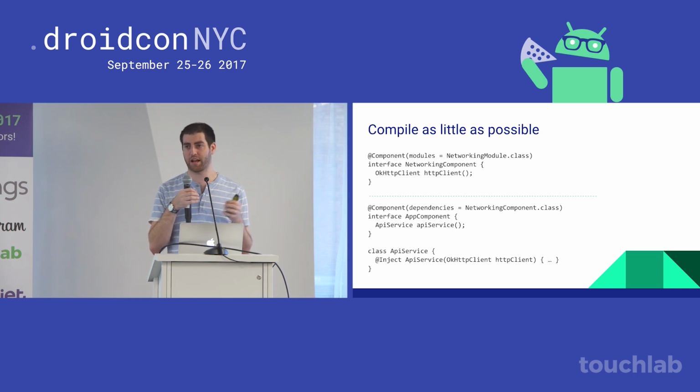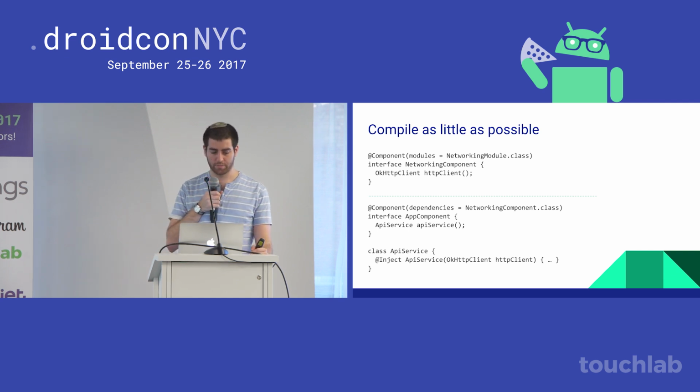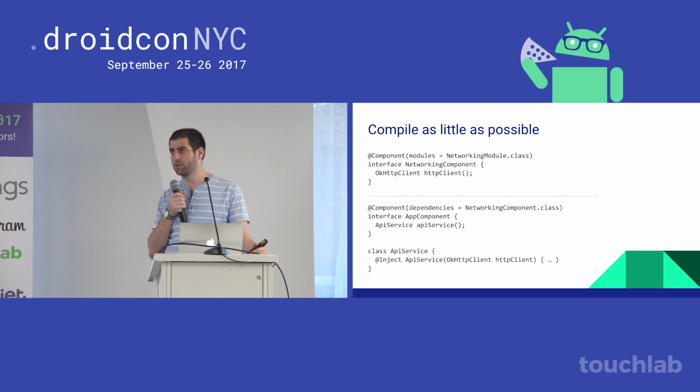And when you have a massive graph, you don't want just every little binding of a string or something to be leaked into other components. So using component dependencies, you have a very explicit API that you're defining within your app.